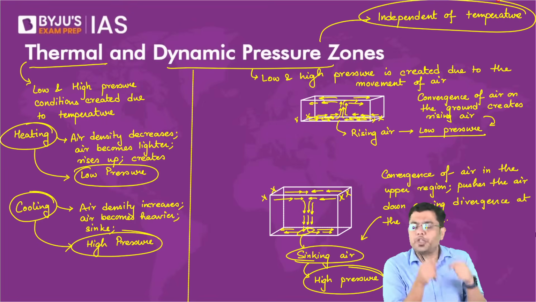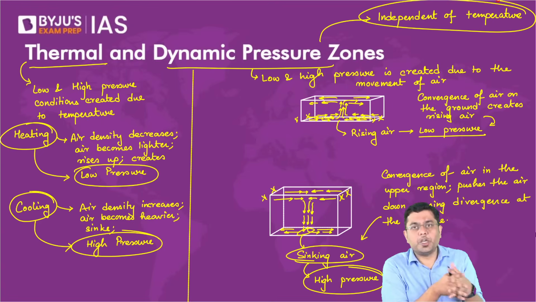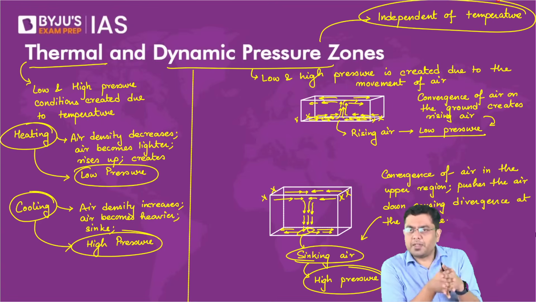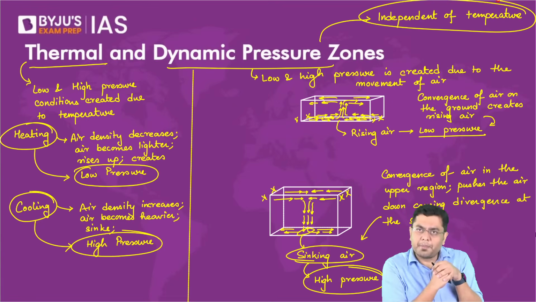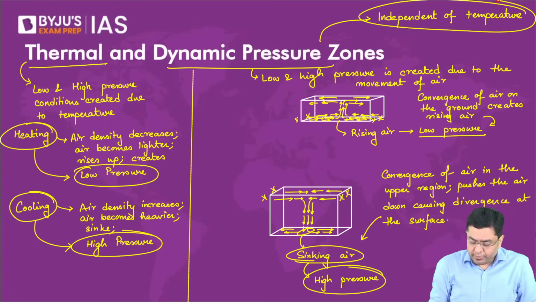So these conditions of low and high pressure can be created either by temperature or by the movement of the wind. When they are created purely by the movement of the wind, we refer to them as the dynamic pressure zones. When they are created purely by the aspect of temperature, we refer to it as a thermal pressure zone.